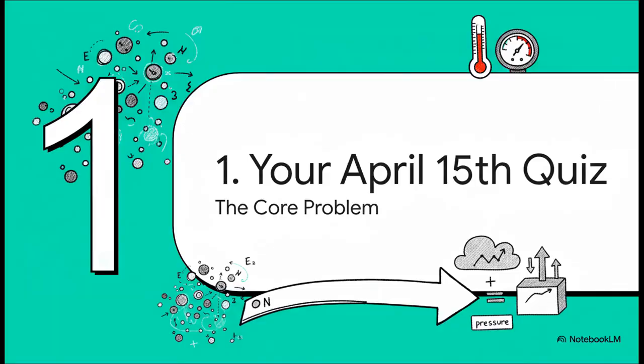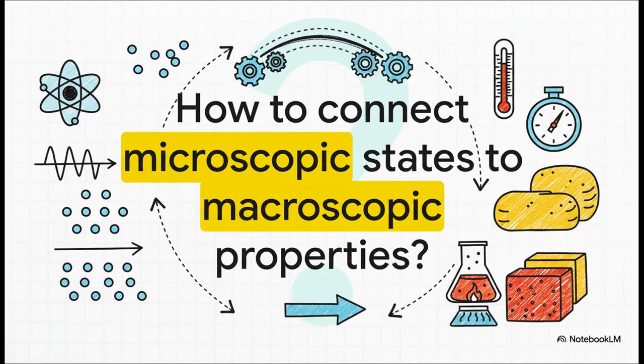Let's do it. So, your quiz is almost certainly going to ask you to do one main thing. Calculate big macroscopic properties like pressure or entropy using the tiny microscopic details of a system. The entire point of this chapter is building that connection. And that's the big question, right? How do we actually build a bridge from that quantum world of individual energy levels, the stuff we can't see, to the classical world of thermodynamics that we can actually measure in a lab?